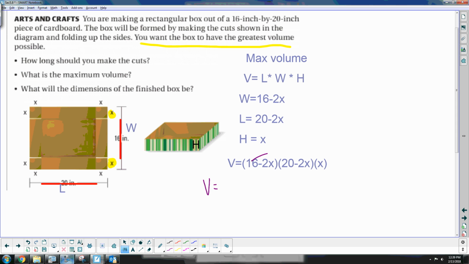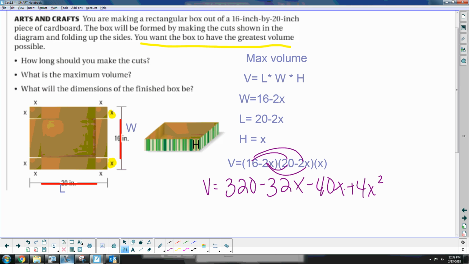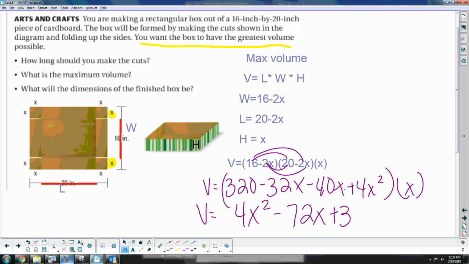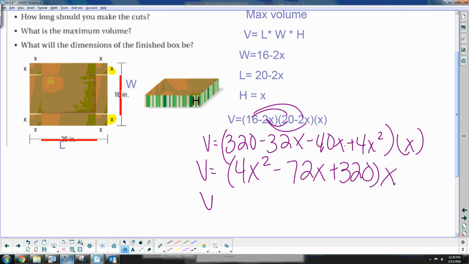So volume is 16 times 20, which is 320, and 16 times negative 2x, which is negative 32x, minus 40x, plus 4x squared. And that's all times x. So let's simplify this volume function. I'm just going to simplify it and write it in standard form. So that's 4x squared minus 72x plus 320, all times x, which is 4x cubed minus 72x squared plus 320x.